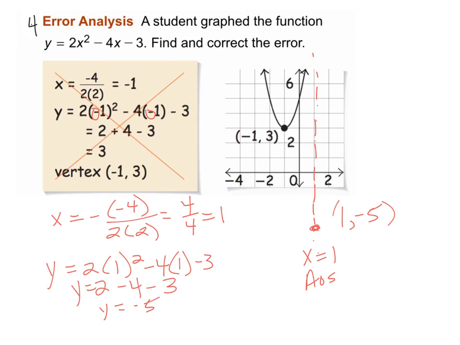And then we would have (0, negative 3), and we'd flip that over and have (2, negative 3) as our other point. So I know this doesn't look the best, but you guys get the idea.